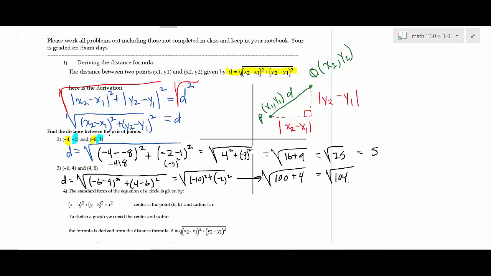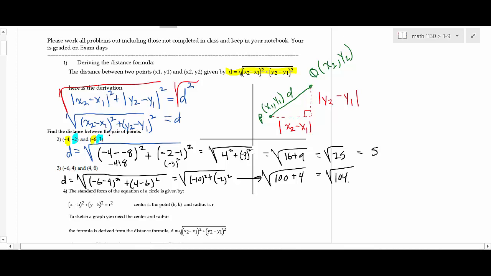Okay, we got anything? I don't want a decimal, I just want a simplified radical. Anybody got anything? Just say it. 104? Yeah, that's what I got. And you can't do anything with 104. It doesn't have any perfect square factors in it.